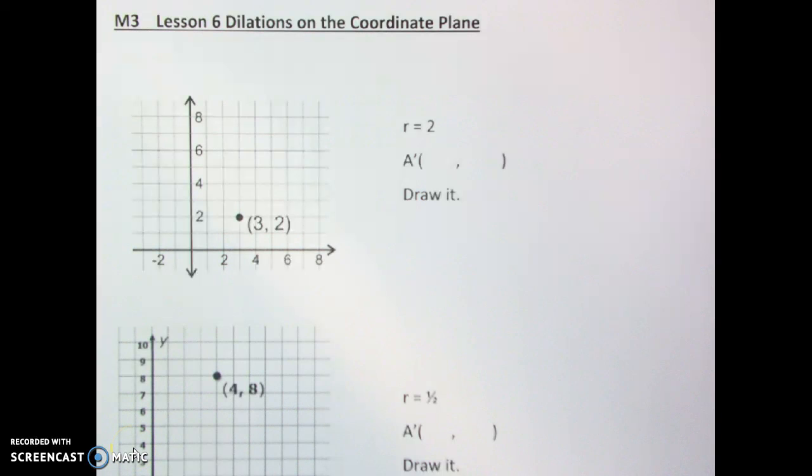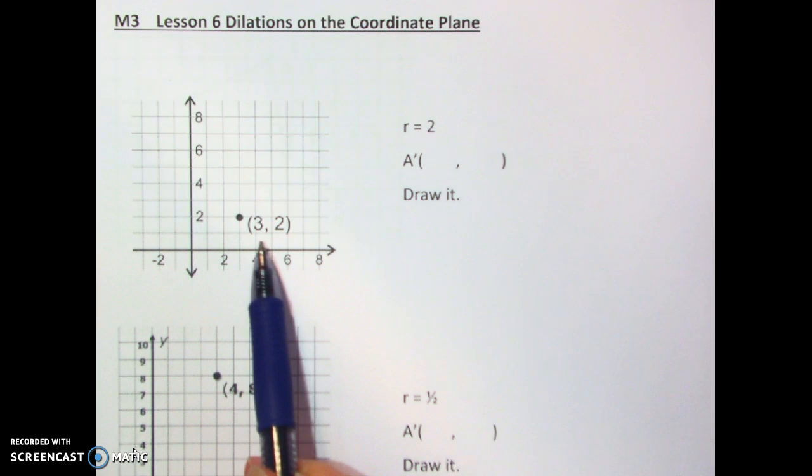Module 3, Lesson 6, Dilations on the Coordinate Plane. A lot of our transformations and dilations will be done on the coordinate plane. So we need to know how to pick coordinates off and talk about coordinates being dilated.